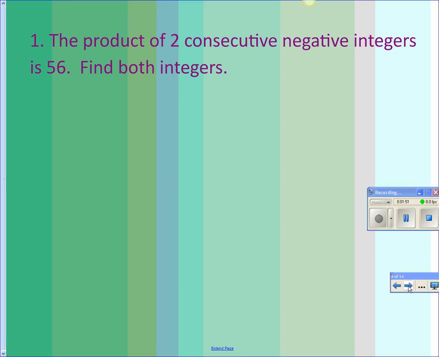All right. Number 1, the product of two consecutive negative integers is 56. Find both integers. All right. So please circle 2 consecutive. Is negative on our chart that we just made? No. So we don't need to worry about the negative at all, at least right now. 2 consecutive. How do we write that? X and x plus 1. So that's what we write first.